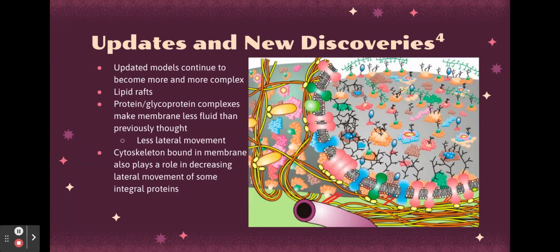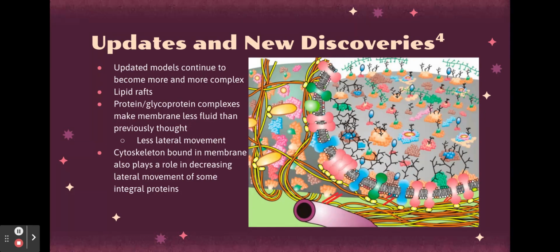And since then, there have been many updates and new discoveries to their model. And the models that they continue to come up with and grow upon the original fluid mosaic model just become more and more complex. For example, some of the things that have been updated have been lipid rafts and protein and glycoprotein complexes. And these both make the membrane less fluid than previously thought, which prevents lateral movement.